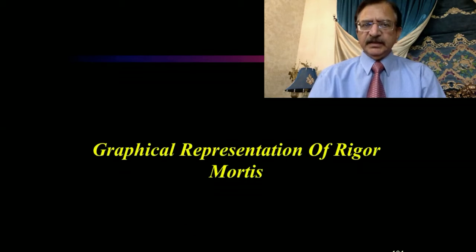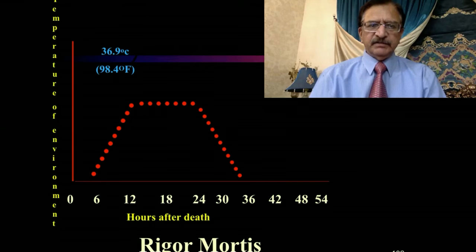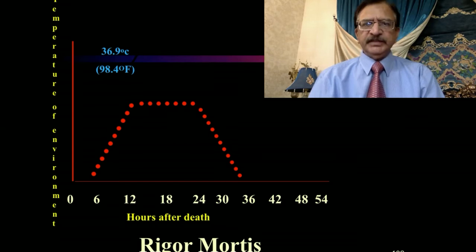Then regarding the graphical representation of rigor mortis, this is how it appears when we plot a graph: for the initial few hours there is no rigidity. Then it starts developing and it takes 12 hours to develop. And then the horizontal red dotted line shows from 12 to 24 hours, that is 12 hours during which it maintains, and then from 24 to 36 hours, that is the next 12 hours, it passes off. So that's how we plot a graph for rigor mortis.